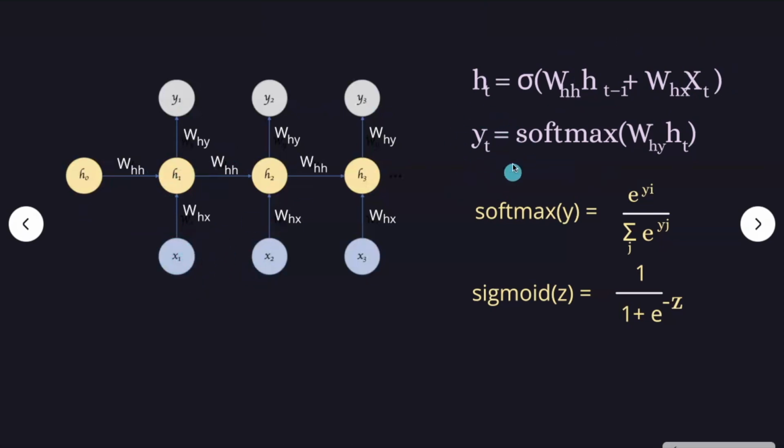The output at timestamp t will be calculated as a softmax function of WHY, which is the weights between the hidden layer and the output y, multiplied by ht, the current hidden state.